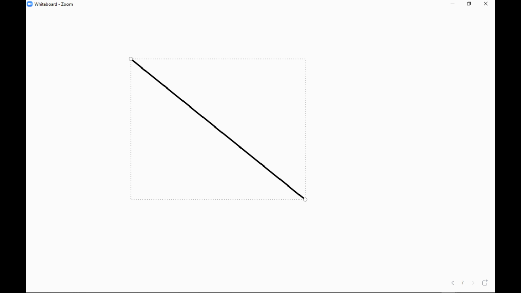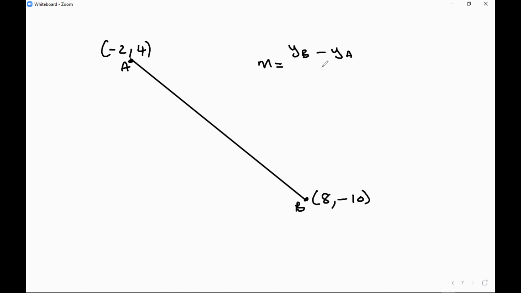Here's the line. Here's a value, negative 2 and 4. And here's another value, 8 and negative 10. This is the point A. And this is the point B. Let's see if you can find the gradient using YB minus YA over XB minus XA. Try it. When you're done, I'll go through it.